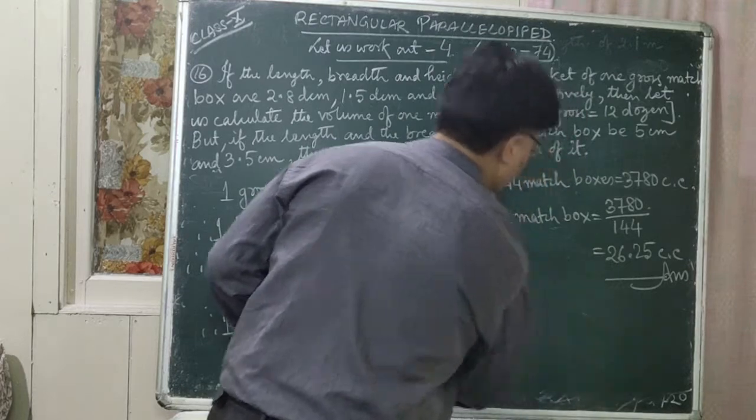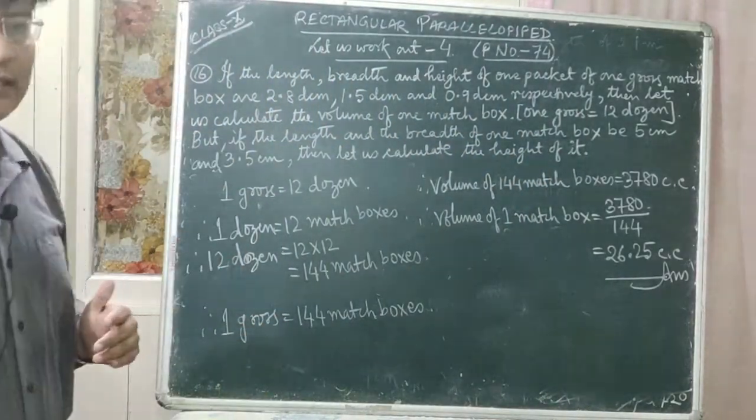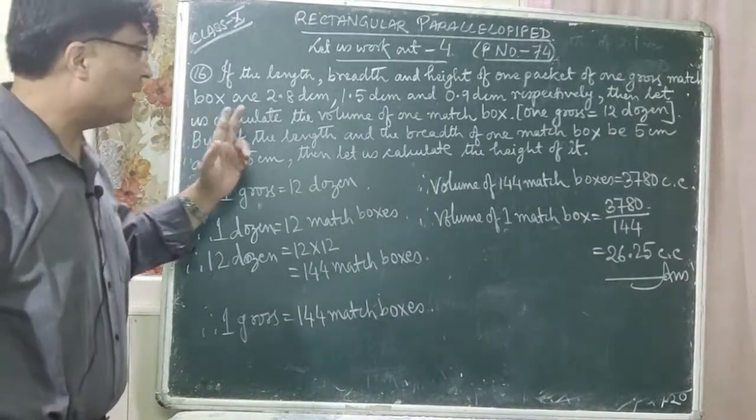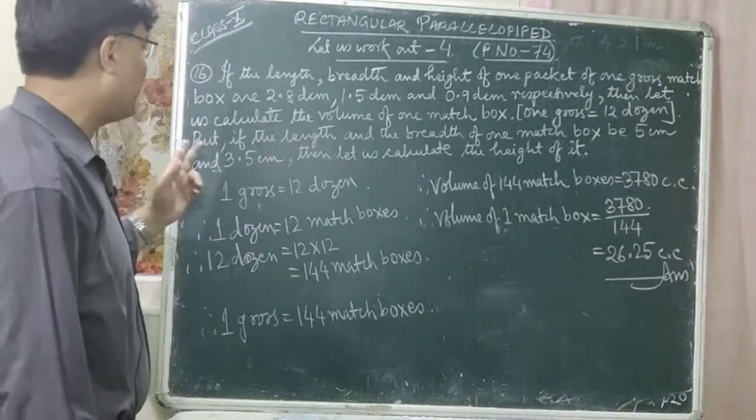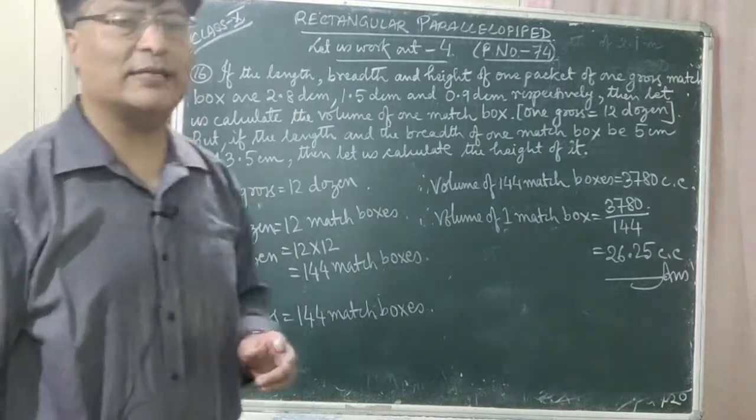So now let us do the second part here. What is the second part here? If the length and breadth of one match box be 5 cm and 3.5 cm, let us calculate the height of it.